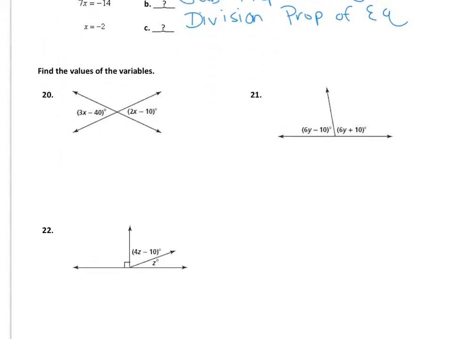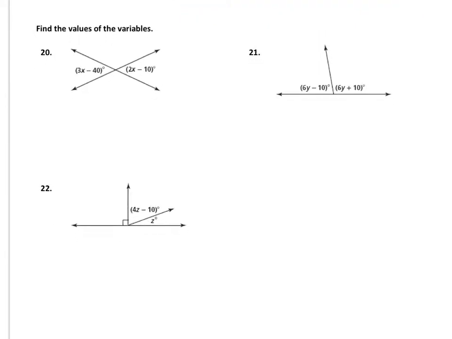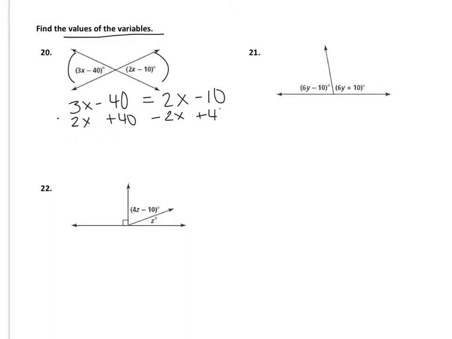Okay, then number 20, 21, 22. Find the values of the variables. So you have to look at what type of angles they are in order to set this up. So the first two, these two are vertical angles, so I know that 3x minus 40 has to equal 2x minus 10. And it's find the values of the variables. It doesn't tell us to find the angle measures, so I'm going to subtract 2x and then add 40. So this is going to be x, this is going to be 30, so x is 30.